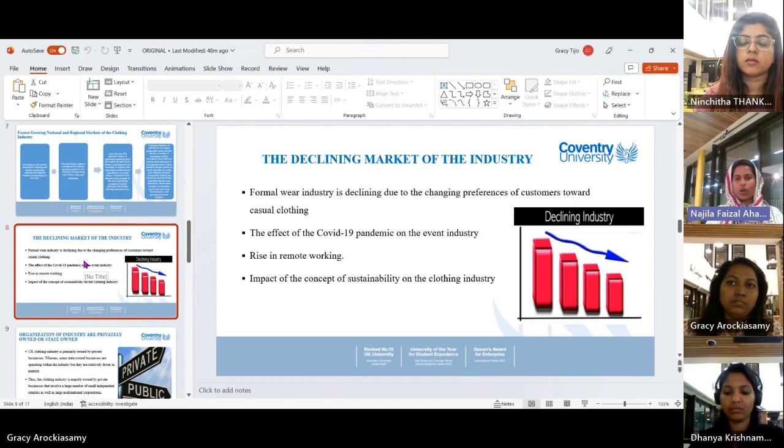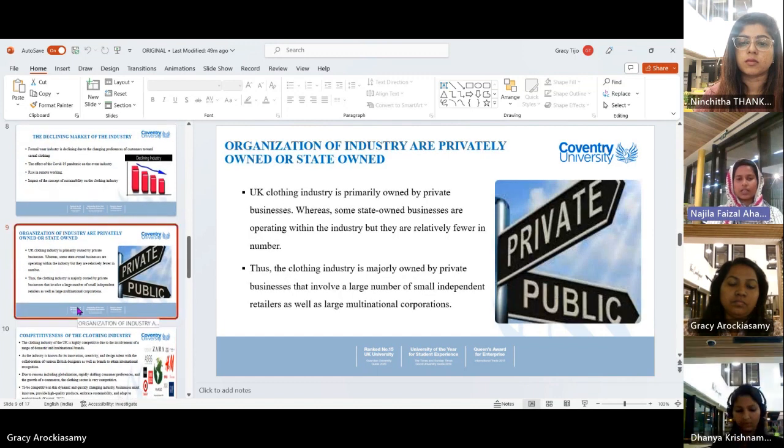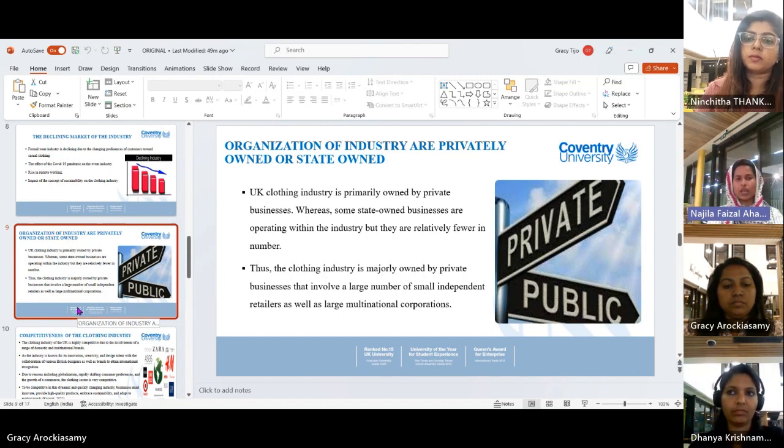And then we look at the organization of the industry, private owned and state owned. This slide shows that private companies dominate ownership of the UK garment industry, although there are a few state owned companies operating in the sector. Private enterprises, including several small independent merchants and significant international corporations, control a majority of the garment industry. Then we look at the competition of the clothing industry.